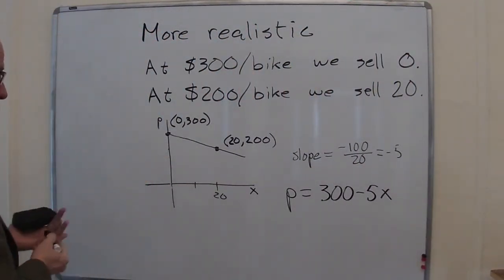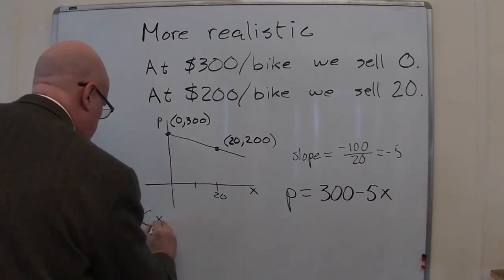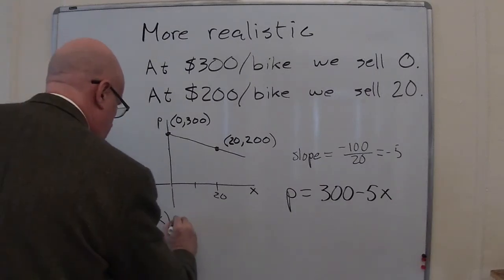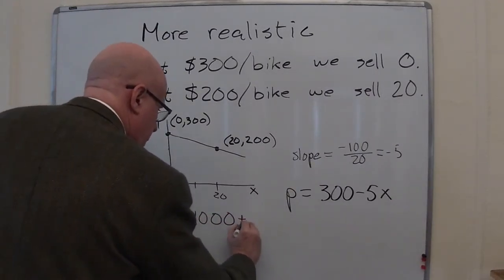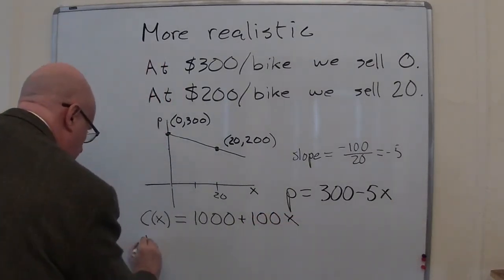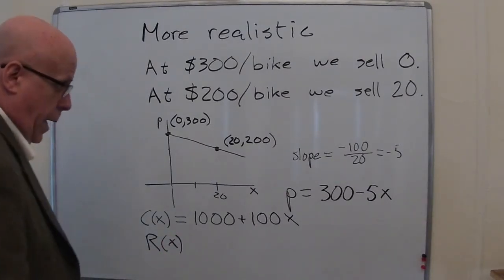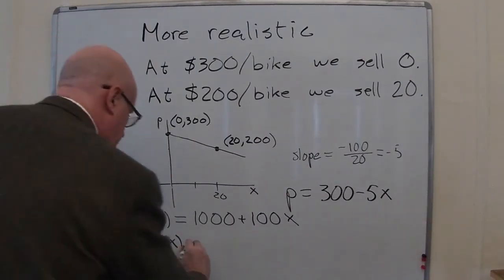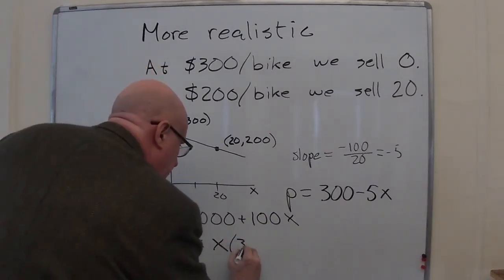That doesn't affect our cost function. So c of x is going to remain 1,000 plus 100x. It affects our revenue function, however. R of x is now x times price, but that's going to be x times 300 minus 5x.